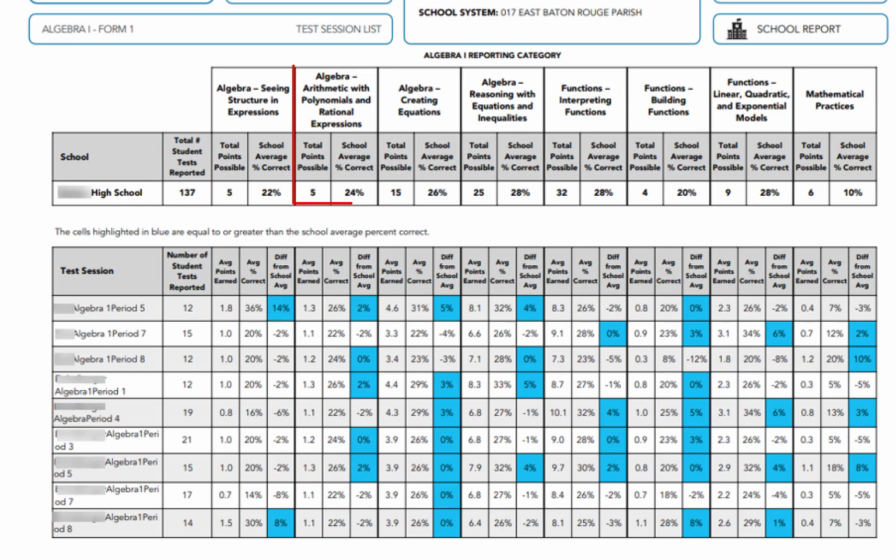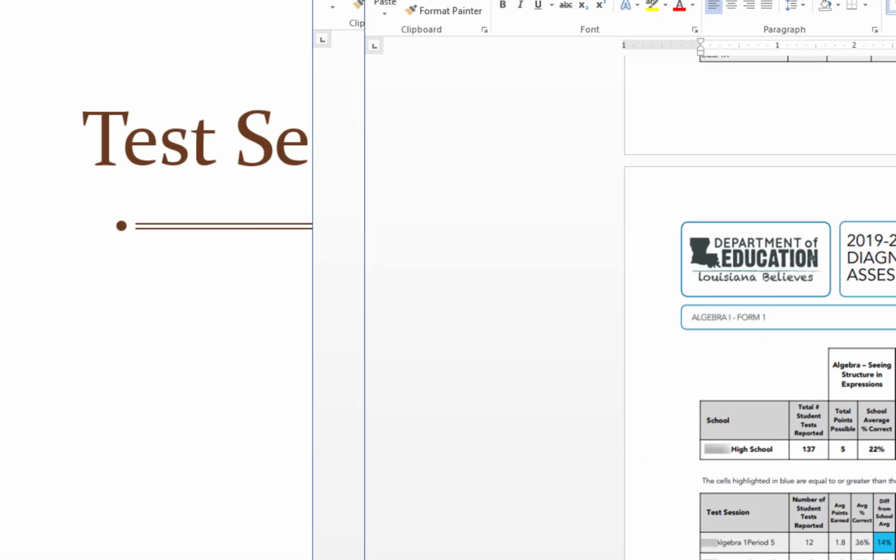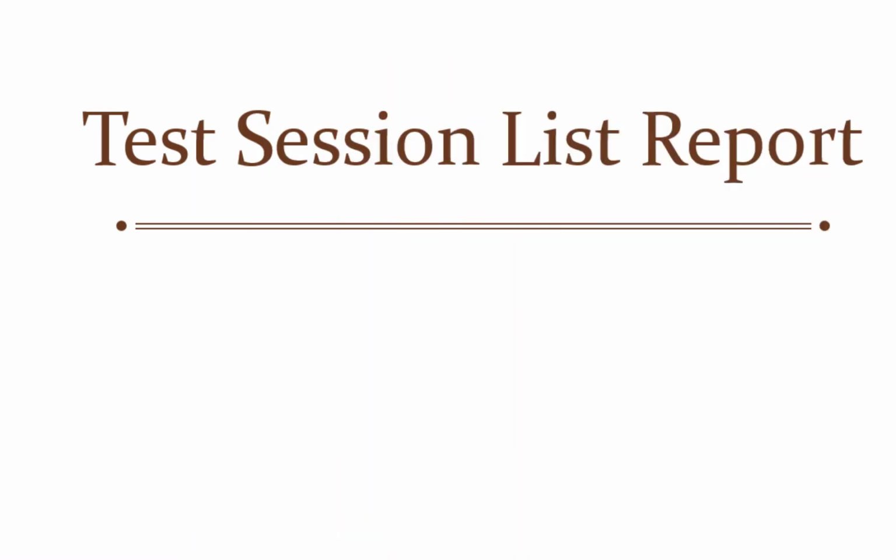Then you go to the next one. Same thing. The total points possible is 5 for an average of 24%. And then you go through the same thing. So for teacher A, 1.3 out of 5, 26%, which is 2 points above the average. So notice the blue. And then you go through the process. So all this is the same as before. So that's how you read this, and that's going to take care of the test session list report. So let me go ahead and move this over, and then we're going to look at the next report.